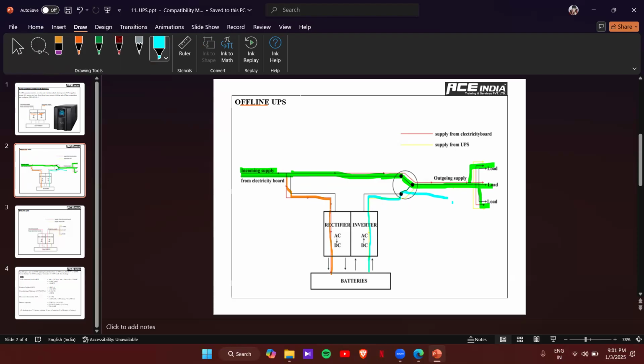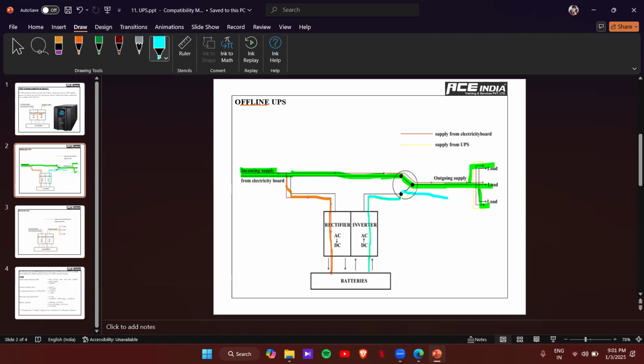Mostly in residential spaces or small commercial spaces, we use the offline UPS system. The disadvantage is there will be a time lag, because when there is no supply, it will switch back to the UPS. At that time, all the components will turn off for a second. The timings will vary depending upon the UPS and the timer you are setting. So there will be a time lag in switching from the normal side to the UPS side. All the system will turn off for a second, then it will come back. So that's how the offline system works.